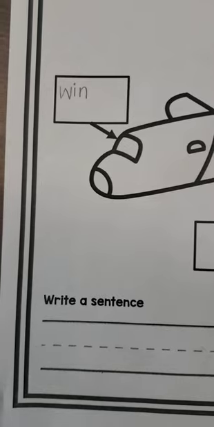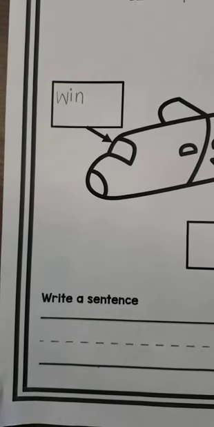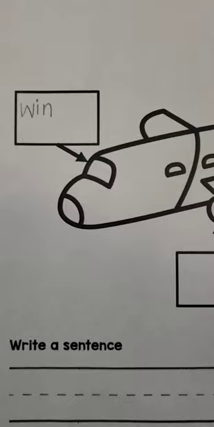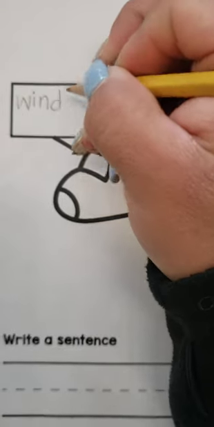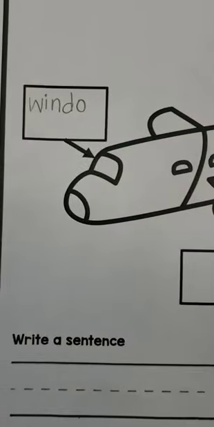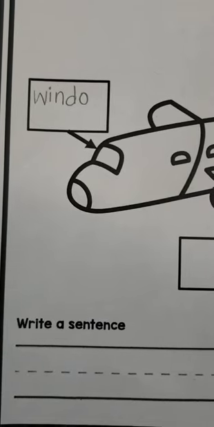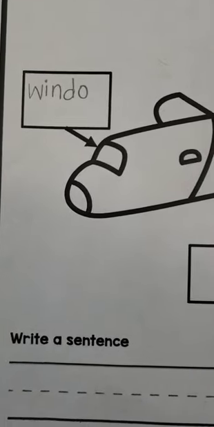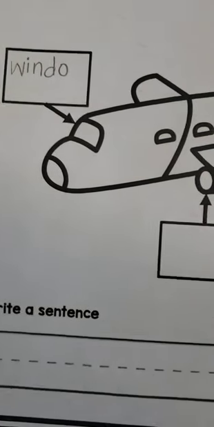The second syllable in window is do, and this is the part that is probably a little trickier for most people. Let them sound it out. If they hear d is d and o is o, that's all I want. I don't want them to feel stressed about writing. I just want them to be able to show me what they know.